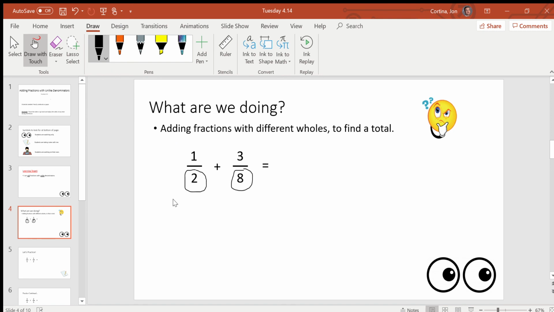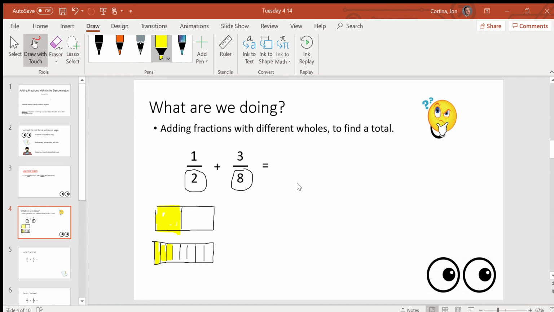For example, if I have a tape diagram to represent 1/2, okay, you can see how big my parts are as compared to the total. And if I draw the other fraction, 3/8, I'm going to split my tape diagram into 8 parts. There's 4 on that side and 4 on this side. So as you can see, the size of the parts are not the same, therefore we cannot add them together.